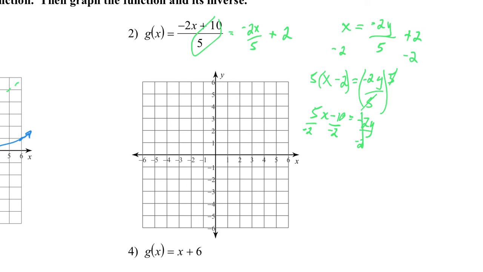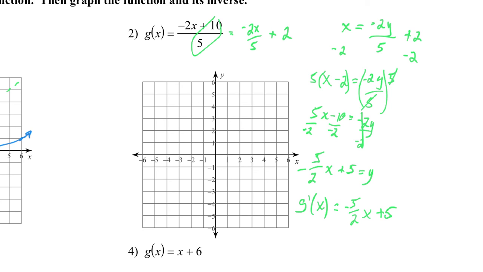So that cancels the negative 2's there, and then we have 5 over negative 2, or just negative 5 over 2 x. Negative 10 over negative 2 is going to be a positive 5 equals y. So there is our g prime, and I want you to write it like that. g prime of x equals negative 5 over 2 x plus 5. Then once you've got the new function, now you just graph them.